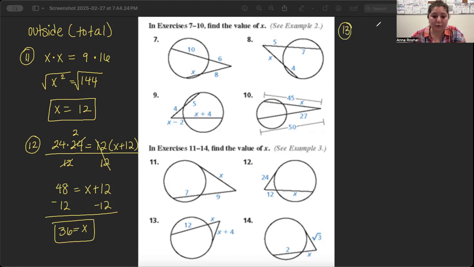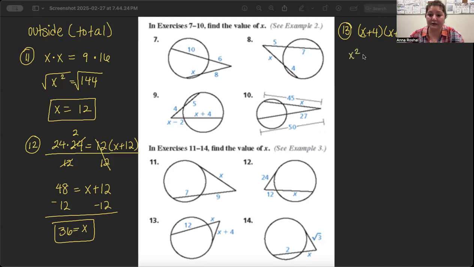If I take a look at problem 13, and now you can absolutely go in and try some of these on your own. I don't see why not before I do any of them. So my outside is x plus 4. My total is x plus 4, so I'm going to have that out here. And then in the other line, my outside is x. My total is x plus 12. In here, I can't simplify anything like I did here. So I'm just going to have to go ahead and distribute everything.